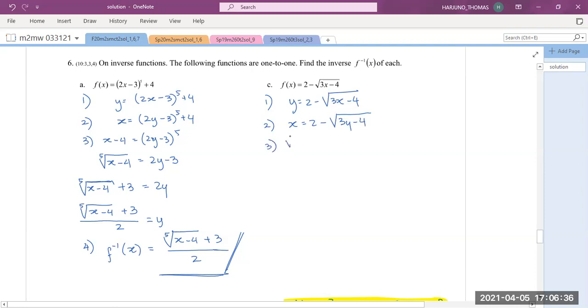So square root of 3y minus 4 equals 2 minus x. I will square both sides. This is where it becomes an issue later on, because squaring both sides will give us a function that is not one-to-one.